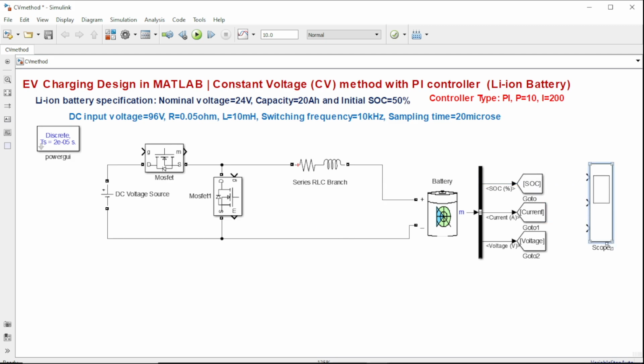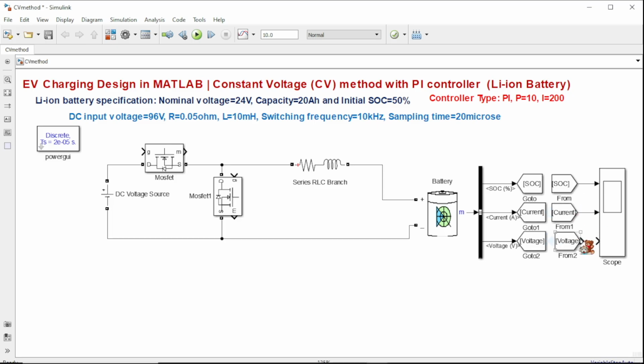So here you can see, just here you have to use the From block, just go to the back side. Here you can see, you just drag it and you get the From. Similarly for the current as well as the voltage. Okay, now this part is completed.